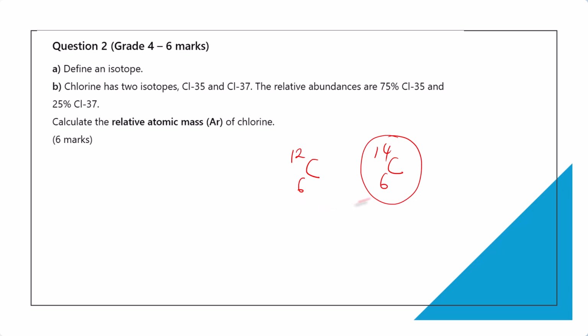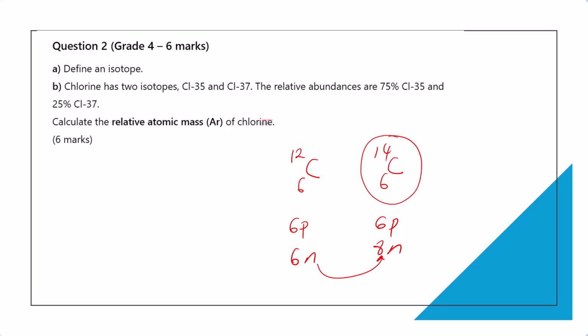Now, because the bottom number, the number of protons, the atomic number, is the same, but the mass number is different, we call these isotopes. So this one will have 6 protons and 6 neutrons, but this will have 6 protons and 8 neutrons. Because the number of neutrons is different, as you can see, this is 8, this is 6, but the proton number is the same, we call them isotopes.